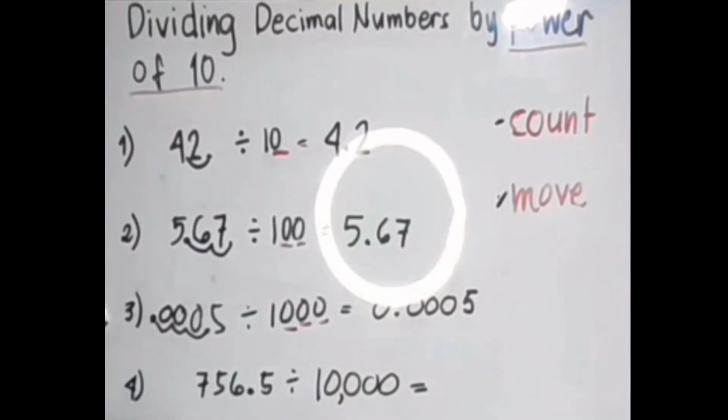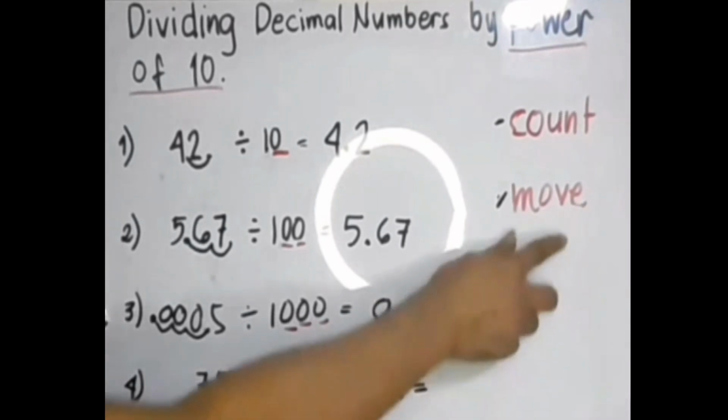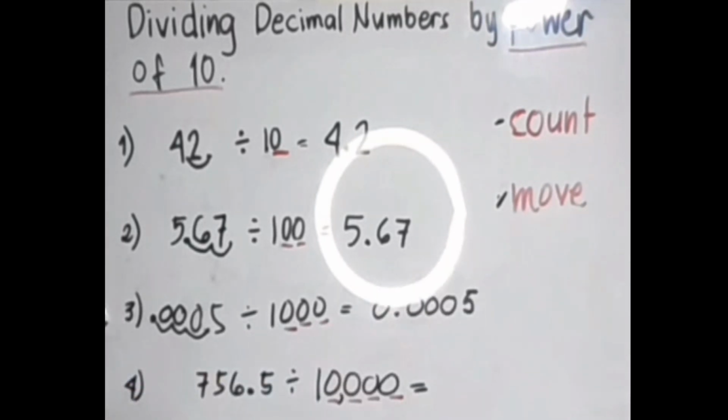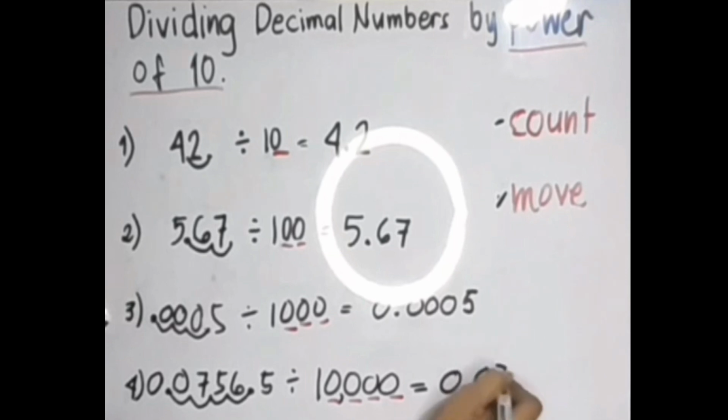So, the first step is count. Bilangin natin ang 0 sa ating divisor. 1, 2, 3, 4. So, 4 ang 0 sa ating divisor. The next step is move. I-move natin ang ating decimal point sa ating dividend. Ilang beses mga bata? 4 na beses. Okay, move natin ng 4 na beses. We have 1, 2, 3, 4. Kung mapapansin nyo, merong vacant space. So, bago mag-0, andun yung decimal point. Lagyan nyo lang ng 0 sa unahan. Okay. So, we have now 0.0756 or 756 10,000s.